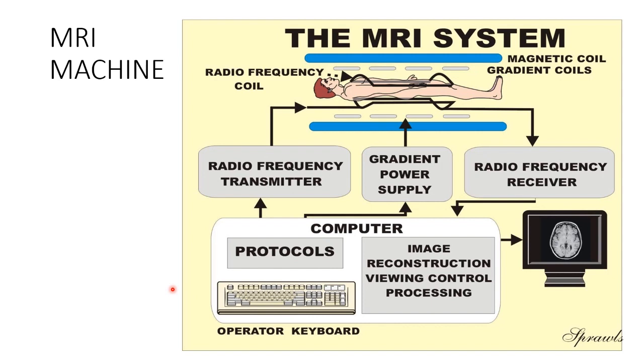So coming to the MRI machine, the MRI system consists of an MR console and a computer system. The operator or technician from the computer system controls the radio frequency transmission and gradient power supply, and the image is captured. After the radio frequency is received, the image is captured, and the digital format of the image is reconstructed and displayed on a computer.